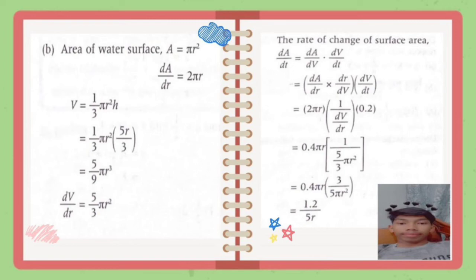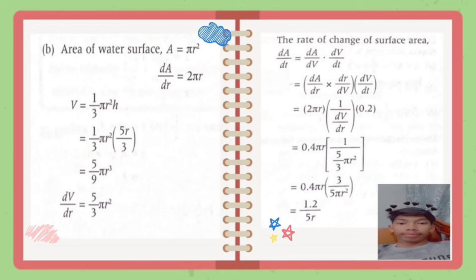But we don't have dA over dv, so we need to find it first by using dA over dr times dr over dv. Firstly, using the formula of area and volume of the cone, we need to differentiate them to get dA over dr and dr over dv. For the area, A equal to pi r squared. When we differentiate it, we get dA over dr equal to 2 pi r.